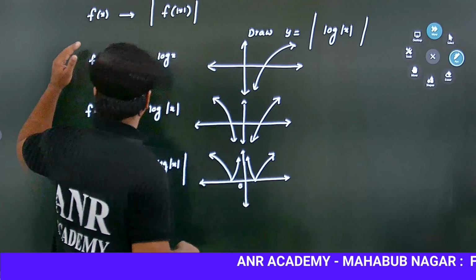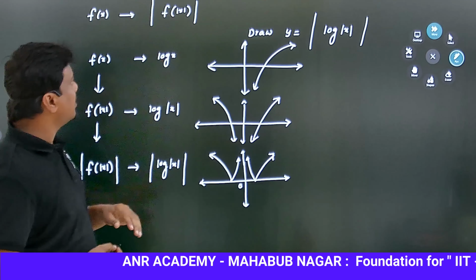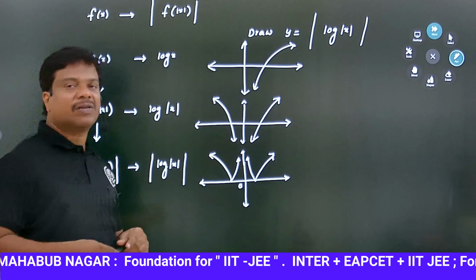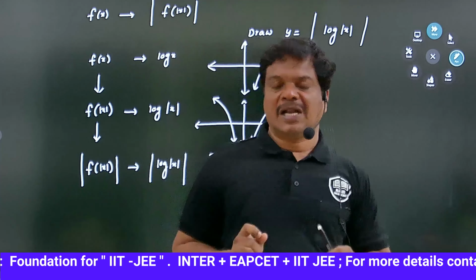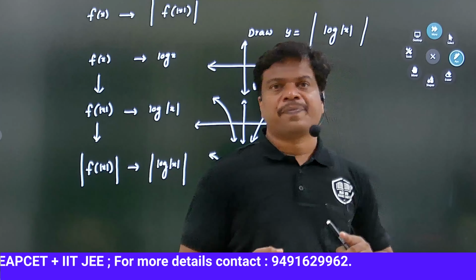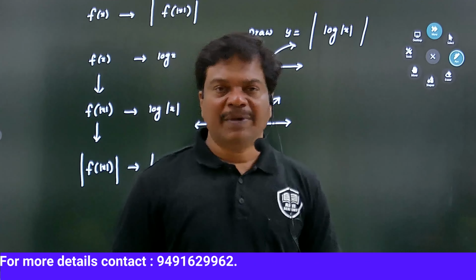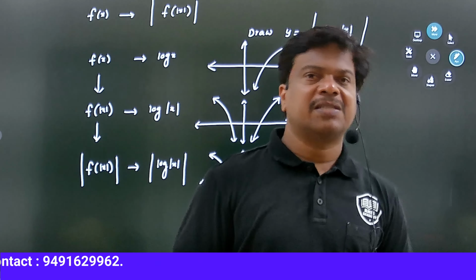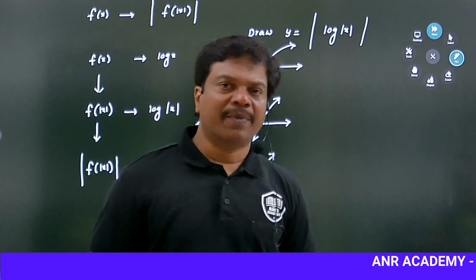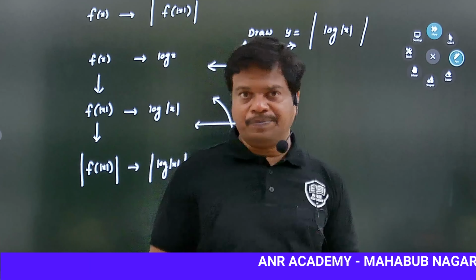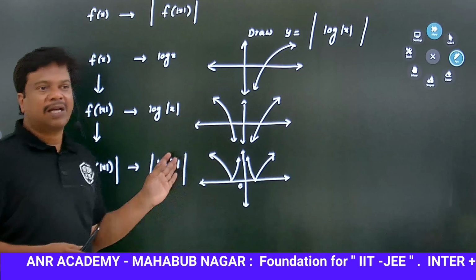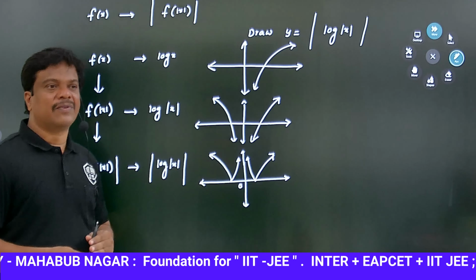So here when you have modulus of f of mod x, f of x transforms to f of mod x, and then f of mod x transforms to modulus of f of mod x. This is about graphical transformation, and these graphical transformations are helpful and they are interlinked with the topics limits, continuity, differentiability and applications of derivative, as well as they are useful in definite integrals and calculating area between two curves. So that much of importance we have in graphical transformations. These are very important from an entrance point of view. Thank you so much.